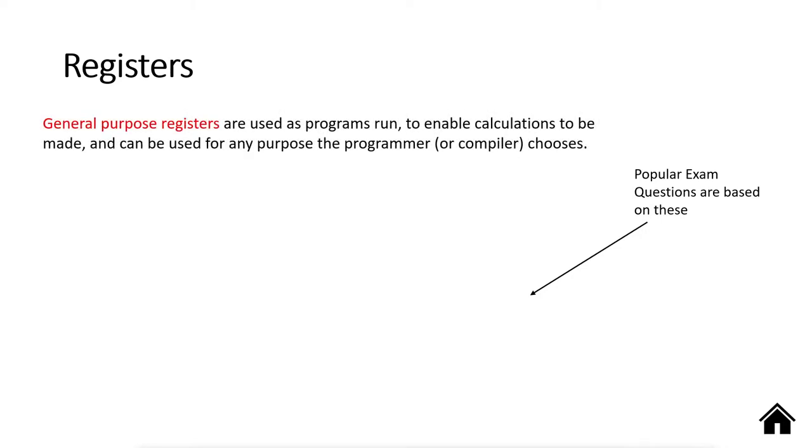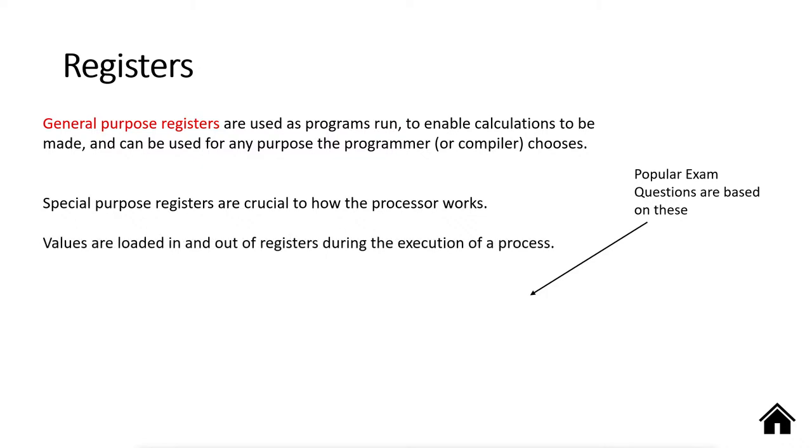So general purpose registers are used as programs run to enable calculations to be made, and can be used for any purpose the programmer or the compiler chooses. So remember, a compiler is something that takes a high-level language and converts it into machine code.